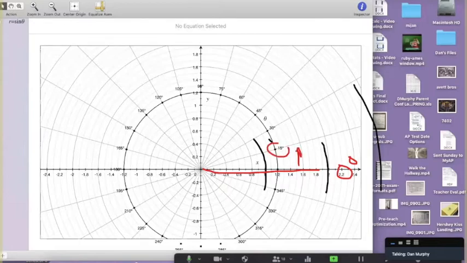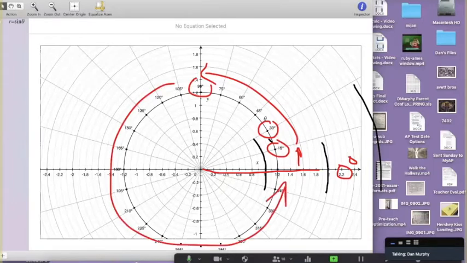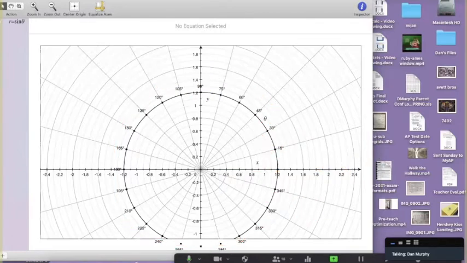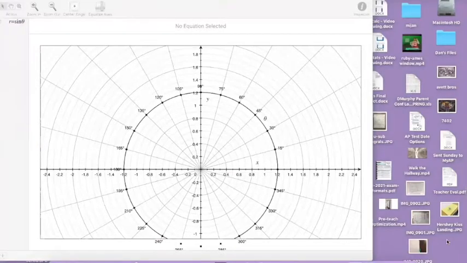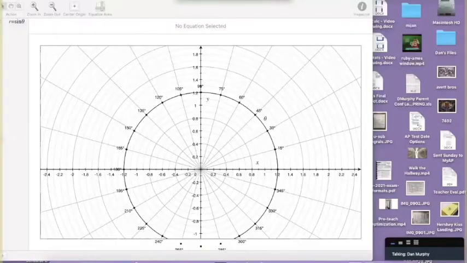There's 15 degrees, 30 degrees. We hit the y-axis at 90 degrees, and we make a full circle at 360 degrees. All right, so lose those. What I'd like to do is graph the equation, and you can sort of see it in the upper right-hand corner. I want to be graphing this one right here, r equals sine theta.